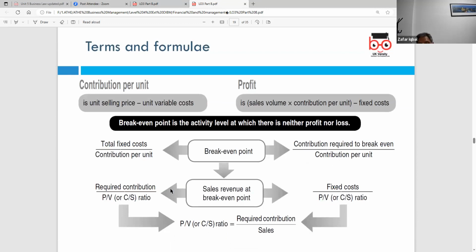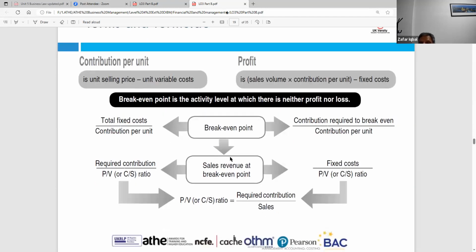And he is very important. The next thing we need to look at as managers is the contribution. We need to look at the break-even point, or the contribution per unit.